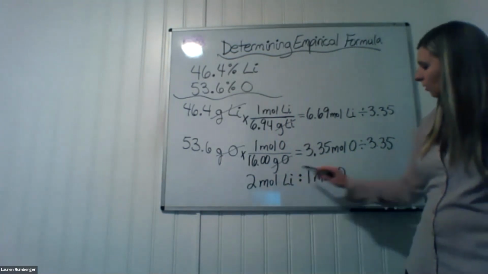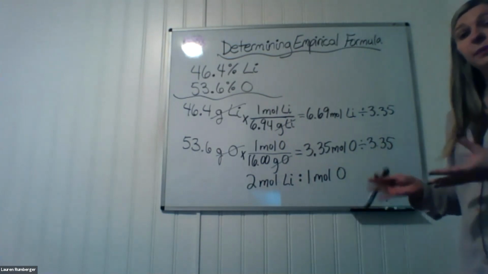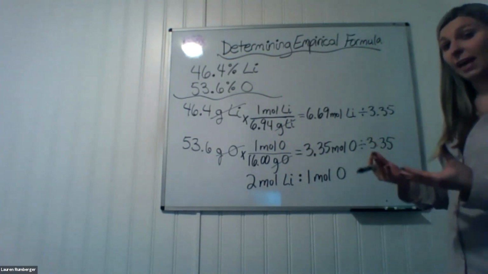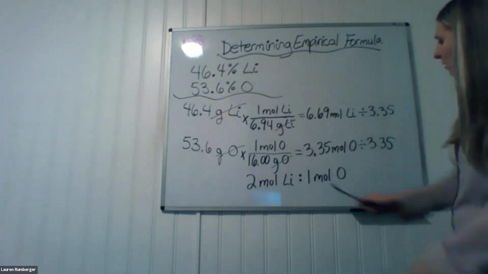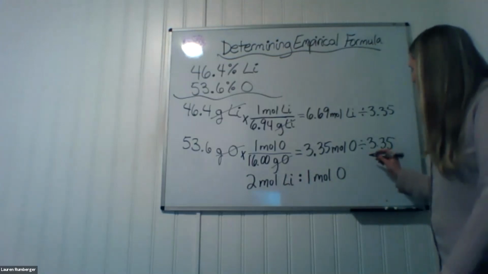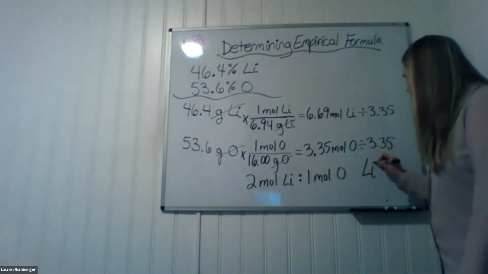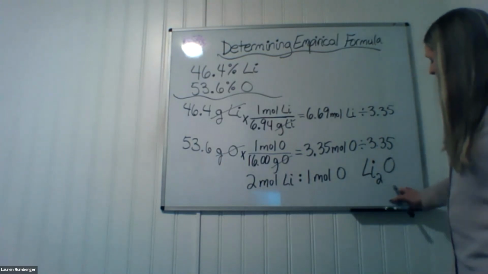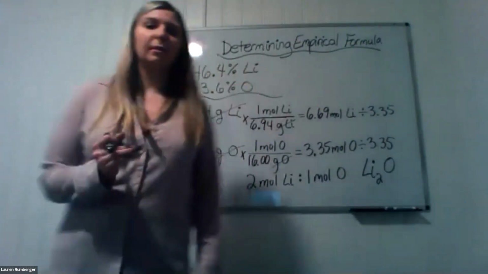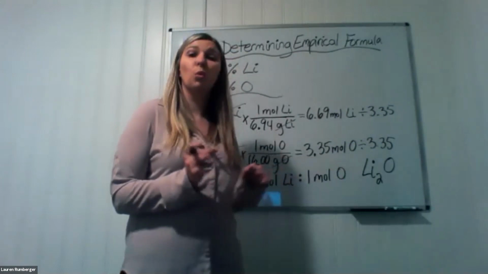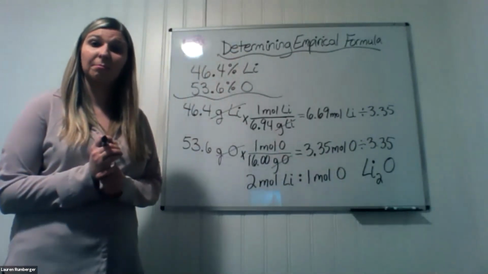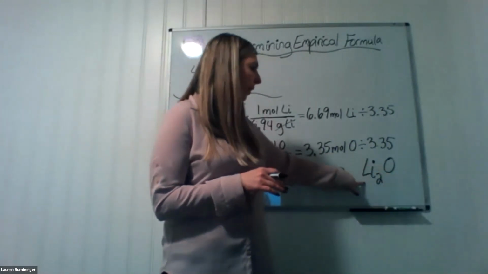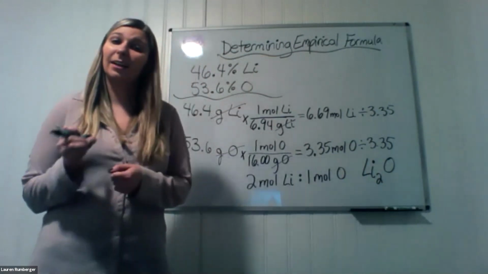Now, since these are the moles, remember, the subscripts within a chemical formula represent the amount of moles of that element within the substance. So as long as these are whole number ratios, we can write our chemical formula as Li2O. Now let's look at this chemical formula for a moment and recognize what type of compound this is. This is a compound that contains a metal and a nonmetal, so therefore, it is an ionic compound.